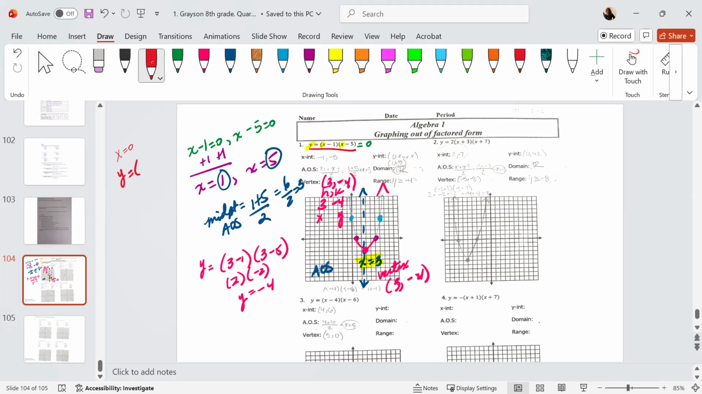Y is equal to 0 minus 1, 0 minus 5, correct? So negative 1 times negative 5, which is y equals positive 5. So your next point is 0 comma 5. That's a left point. Do you see that? 0, 1, 2, 3, 4, 5. There's your point. So now you know this graph goes up a little bit like this. Do you see that?